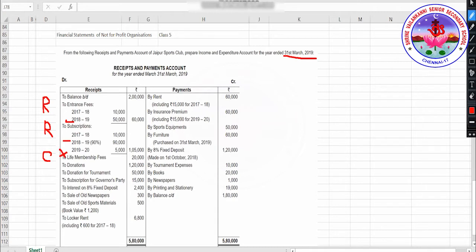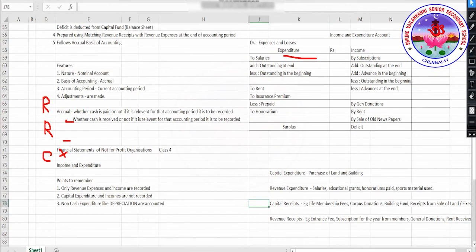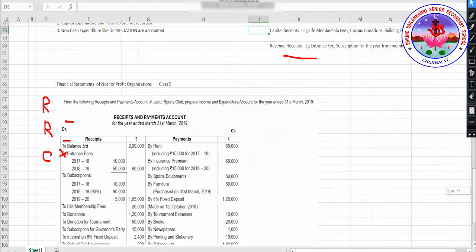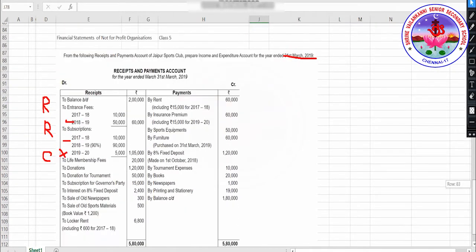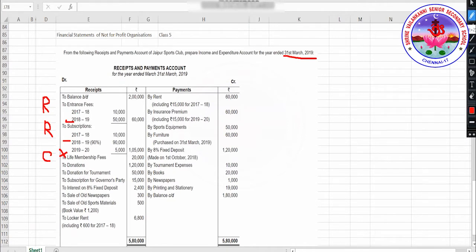Donation, it is a revenue receipt, right? We saw in the last class that a donation, if it is for a general purpose, a general donation, is a revenue receipt. So we are going to mark this as a revenue item. Donations for tournaments. Now, donations for tournaments are for a specified purpose, so it will not come under revenue receipt. So you cannot take this.